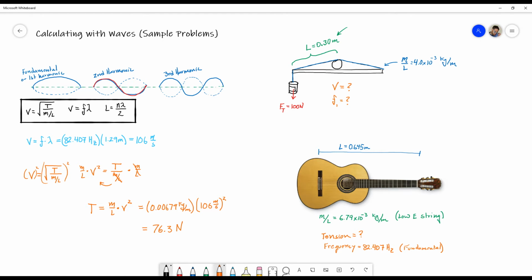So that's the tension that one string has, 76.3 newtons, as long as I'm tightening it up to give my 82.407 hertz, which gives me the actual sound on my low E string. And there it is. Another connection to how things really work in the field of instrumentation and physics.